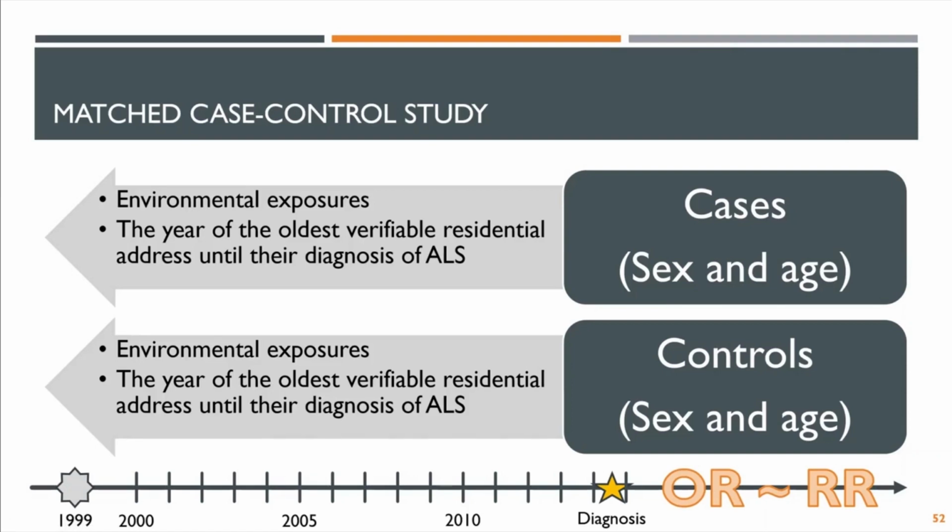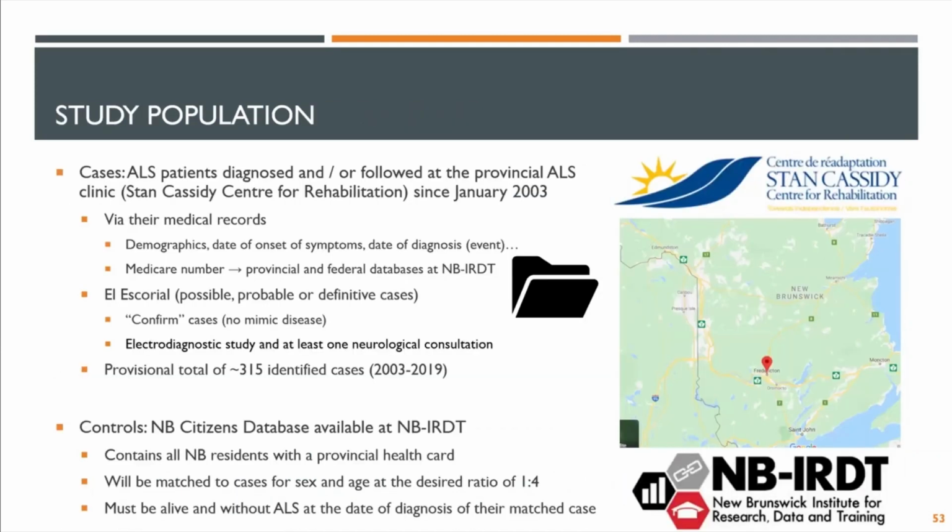So let's say we get a relative risk of over 1 for a certain exposure. That would mean there's an association, and you very well would be more likely to develop ALS if you're exposed to that exposure than somebody that wasn't. Our study population is going to come from the Stan Cassidy Center, which is the provincial clinic. We're going to use their medical records to identify their date of diagnosis, which will end our exposure period.